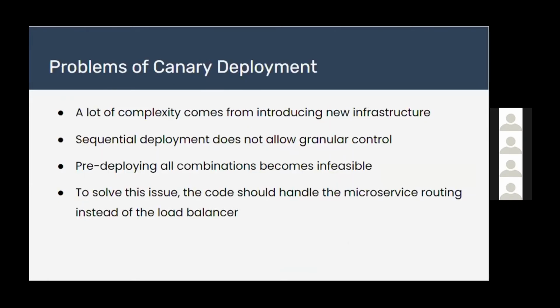So we can see there are many downsides to using this deployment approach for Harvest. While it does have percentage rollout, one immediate downside is the complexity coming from introducing additional infrastructure to your existing application, like the load balancer and all the extra deployment environments. In addition, the first option, which was sequential deployment, did not allow for granular control. The second option was to pre-deploy all combinations of microservices to allow for granular control, but that easily becomes infeasible. To address these issues, there should be a strategy in which the application code is engineered to handle the microservice switch rather than the load balancer.